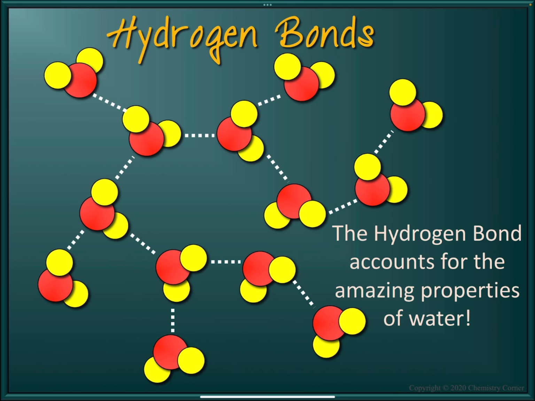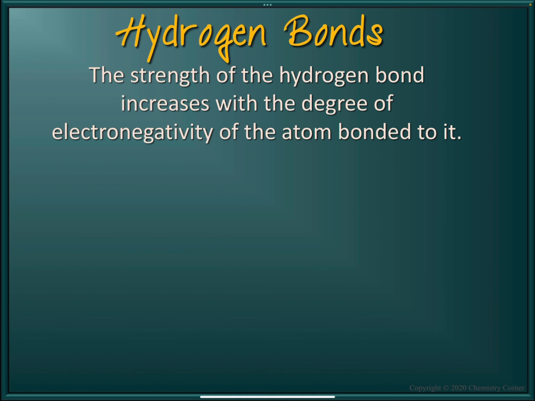Okay, so the efficiency of the hydrogen bonding in water gives it its special properties. Another thing about hydrogen bonding is that it increases with stronger electronegativity. So an H-F hydrogen bond has a stronger attraction than an H-O hydrogen bond or an H-N. Okay, because remember, fluorine is our most electronegative atom.